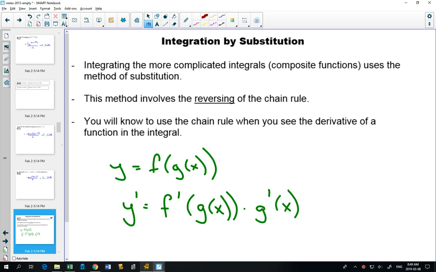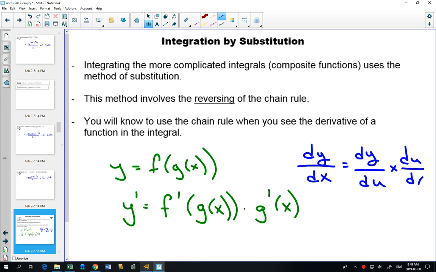And on your formula sheet, how does the chain rule show up? Don't know if they have this form or the u and the v form. Yes, on your formula sheet, they have this form, dy dx equals dy du times du dx, which says that you first have to make a substitution.